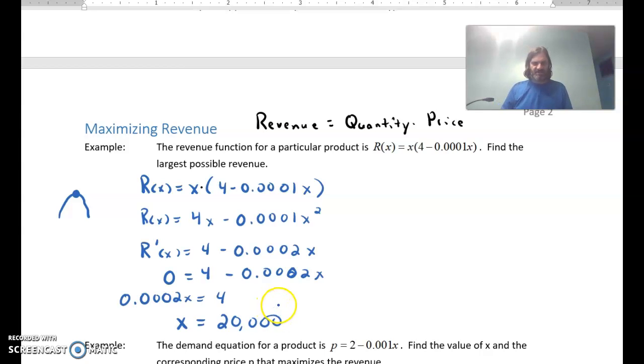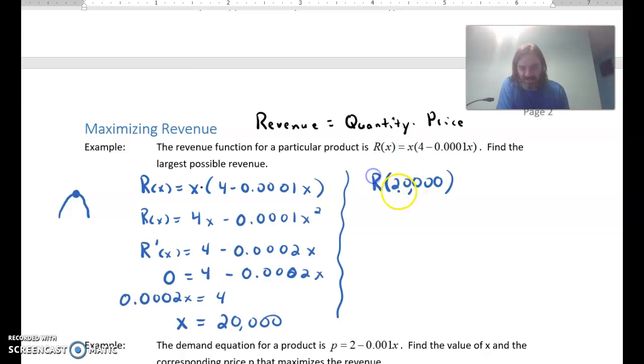So let's go back and read our problem. It says, find the largest revenue possible. What we found was the X, which would be the quantity that gives us the revenue. So to actually get that max revenue, we want to take that 20,000 and plug it into our original. Remember that R, the original function, gives us the revenue, where R prime, the derivative, gives us how the revenue is changing, which is not what we want.